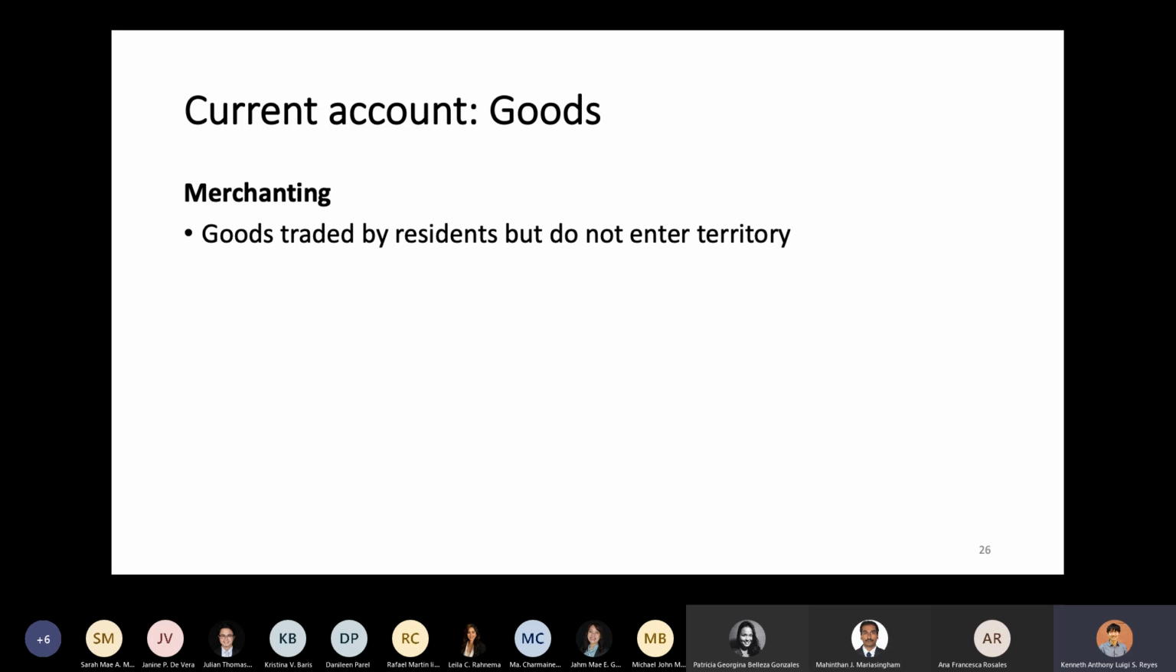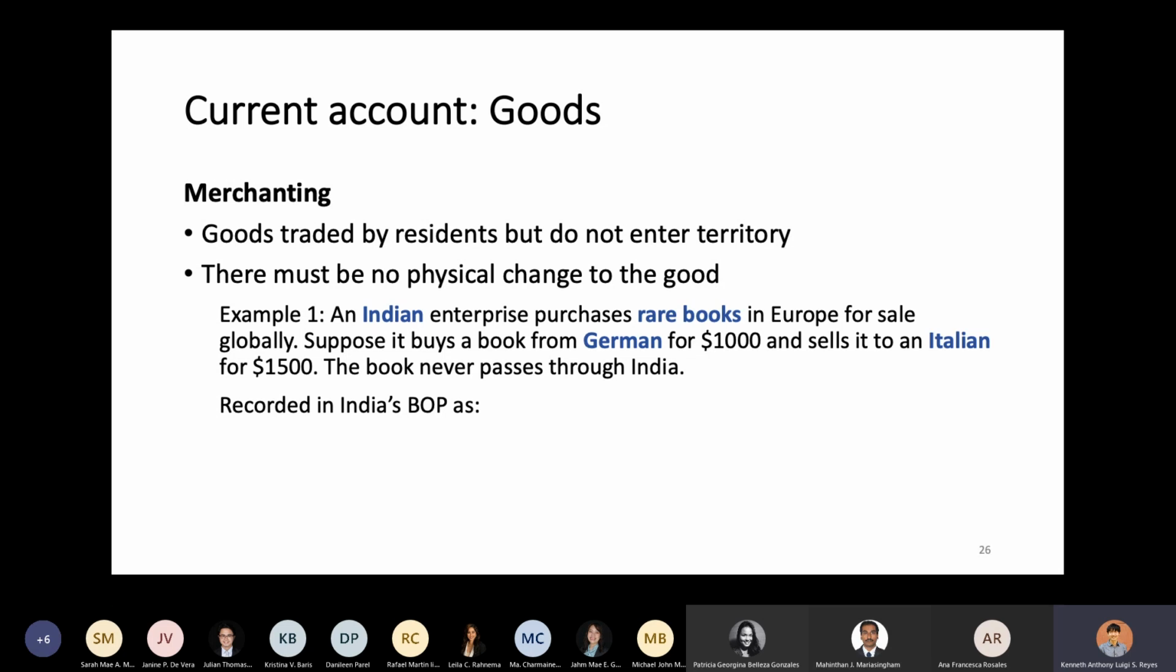Okay, here's merchanting. These are goods that are traded by residents but do not enter the territory. There must be no physical change to the good itself. So here's a concrete example.